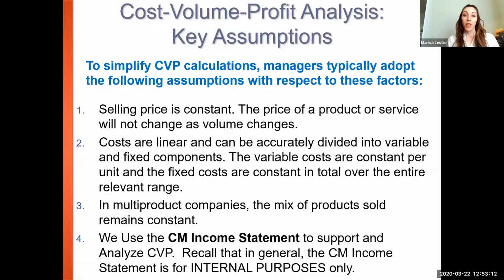And then when we are using CVP, what we are ultimately doing is using our contribution margin income statement. You probably forgot all about that because we discussed it very, very briefly in chapter 1, and then I didn't test you on it. So we'll do a quick introduction of the contribution margin income statement as well. And again, because this is a tool for internal purposes, typically you do not see your contribution margin income statement reported externally.